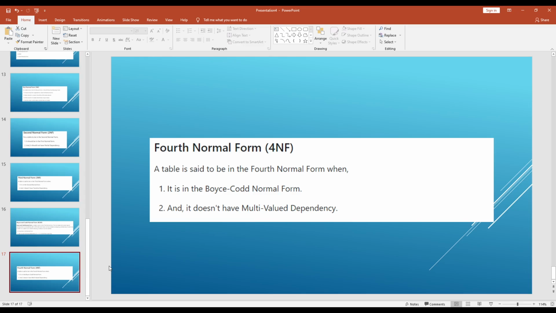The definition of 4NF differs from the BCNF definition only in the use of multi-value dependencies. Every 4NF schema is also in BCNF.